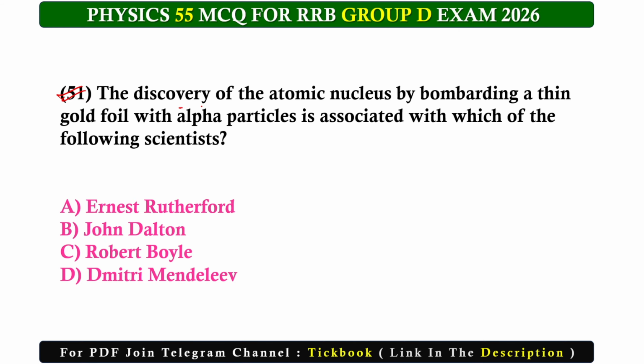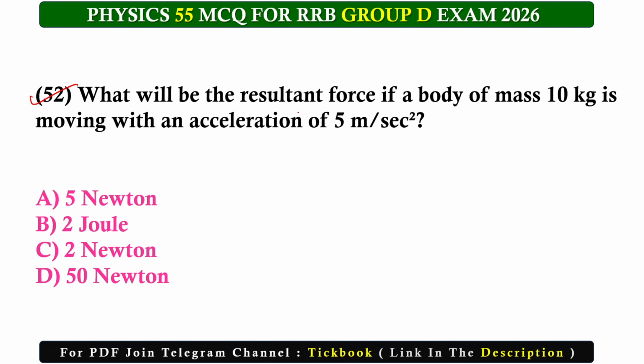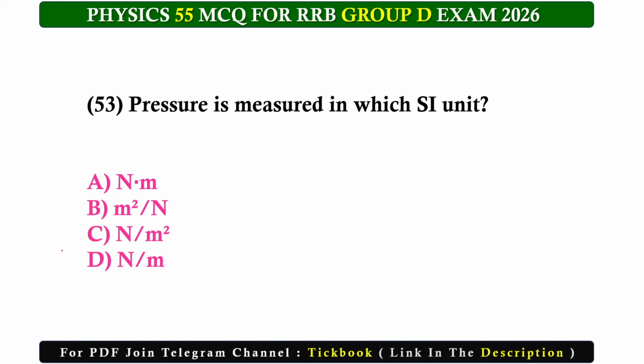Question number 51. The discovery of the atomic nucleus by bombarding a thin gold foil with alpha particles is associated with which of the following scientists? Option number A, Ernest Rutherford. 52. What will be the resultant force if a body of mass 10 kg is moving with an acceleration of 5 meter per second square? Option number D, 50 Newton.